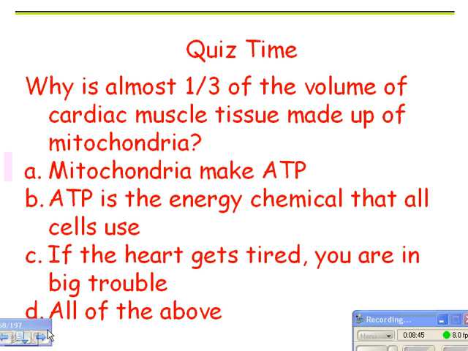David, you're going to do this one. Why is almost a third of the volume of cardiac muscle tissue made up of mitochondria? Is it because mitochondria make ATP? ATP is the energy chemical that all cells use.